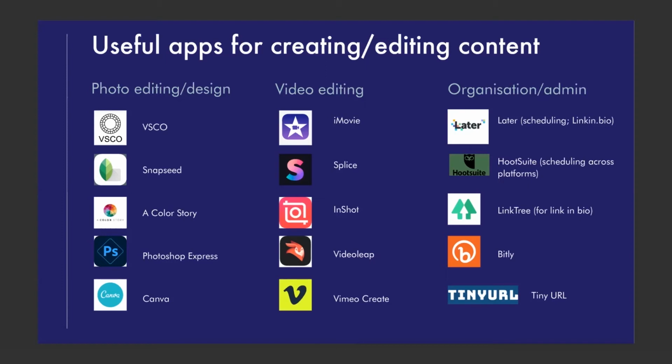Also for organization or admin, websites like Later or Hootsuite can help you with scheduling. Linktree is useful for creating link in bios, and then Bitly and TinyURL are useful for shortening URLs, particularly for Twitter, which has a limit on how many characters you can share.